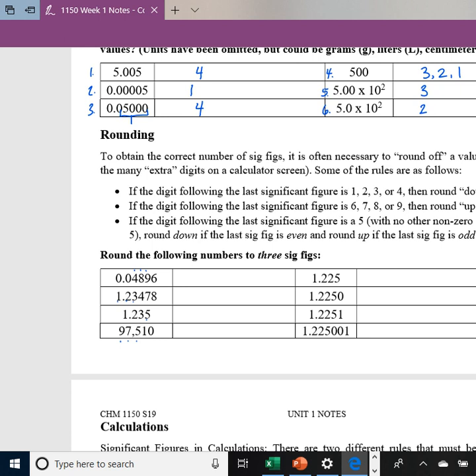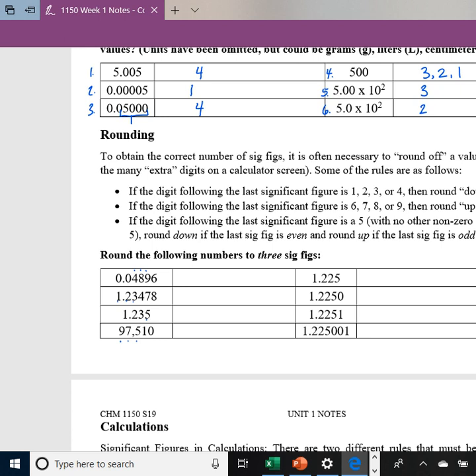This may be a new rule for you. This is not a very common rule. I'm not incredibly strict on this rule, but I do want to cover it just so that if you see it later, you're familiar with it and you know why we have it. If the digit following the last significant figure is a 5, and there is no other non-zero digit after the 5, we need to round up half the time and round down half the time. The reason for that is that you're right at the 50% mark for that number, and it would be an artificial bias to always round up.